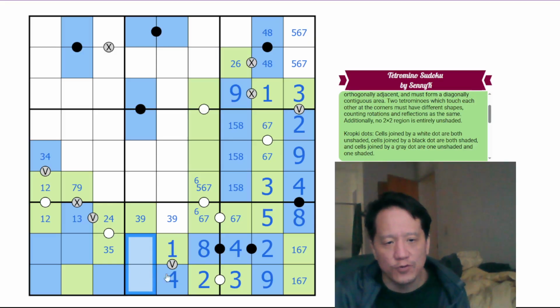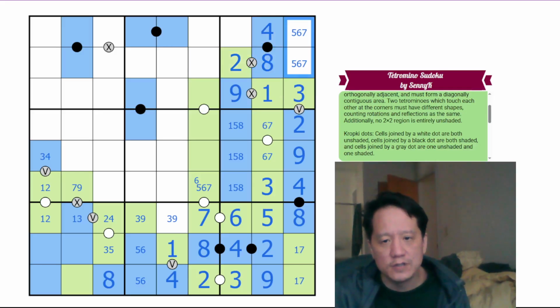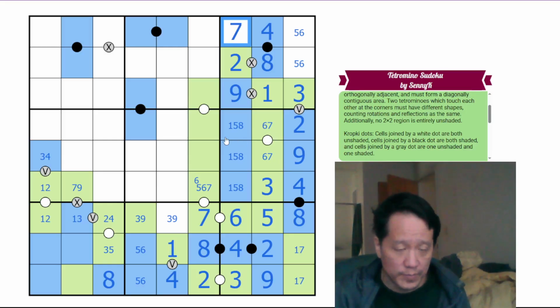Again, it can't be 4, 5, 7, and 7, because that would add up to 23, but we'd have a duplicate in the tetromino. So it's 5, 6, and 8. 4, 5, 6 is 15, plus 8 is 23. That means this can't be 6. This is 7, which means it can't be 7. That's 6. That eliminates 6 here. 6 eliminates 6 here, so that's 2 and 8, which forces this to be 4. No 7 here. It's 5, 6, which forces this to be 7 there.